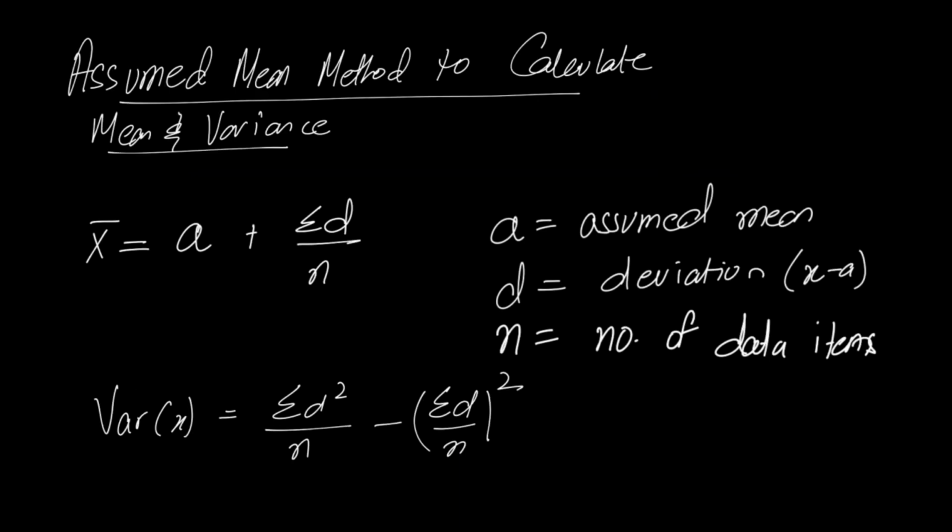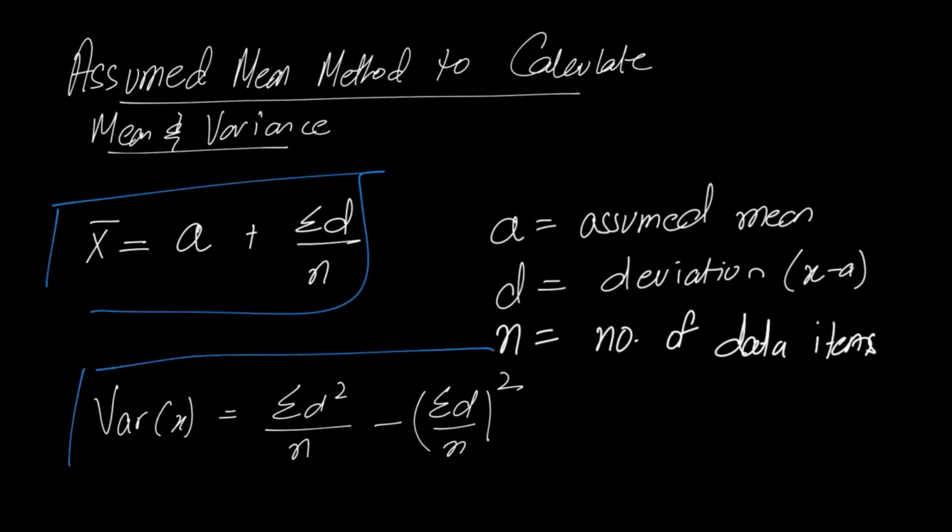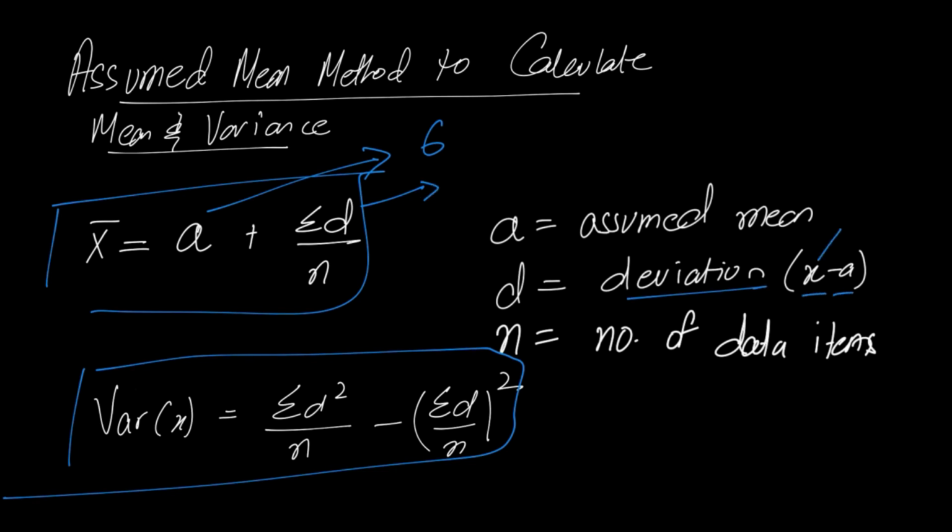Okay, now let's see how to find the mean and the variance by using the assumed mean method. Basically, to find the mean and the variance, we have two formulas given. So a is the assumed mean. We will assume something, for example, 6. And the sum of d is basically the deviation, which is x minus a, x being a set of data, and n is the number of data items.